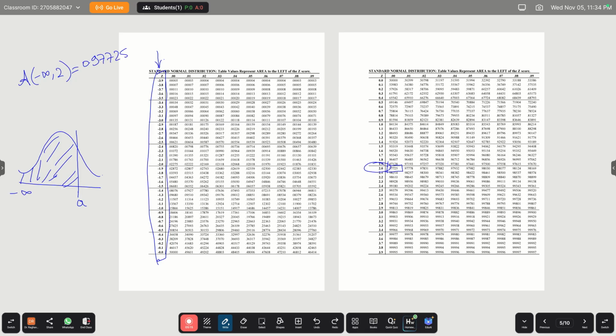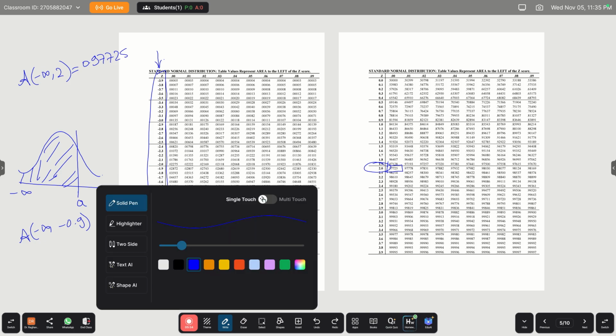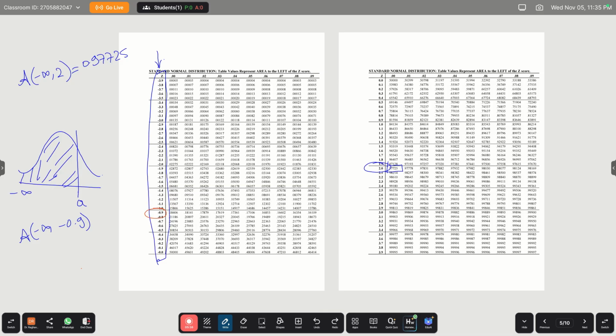0.97725 will be the area from minus infinity to 2. Similarly, if you want to find the area from minus infinity to minus 0.9, so negative values, it will be available in the first table. So minus 0.9, I can find it here. So the area is going to be 0.18406.